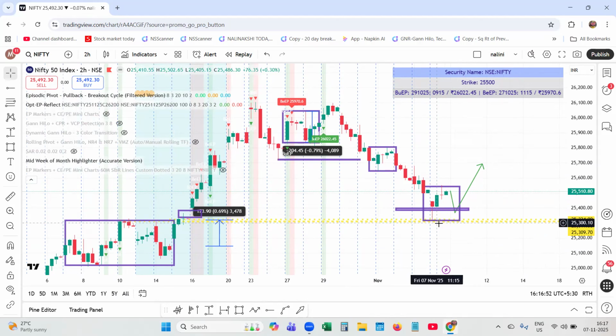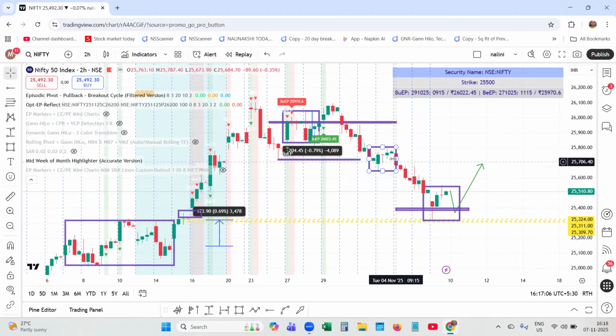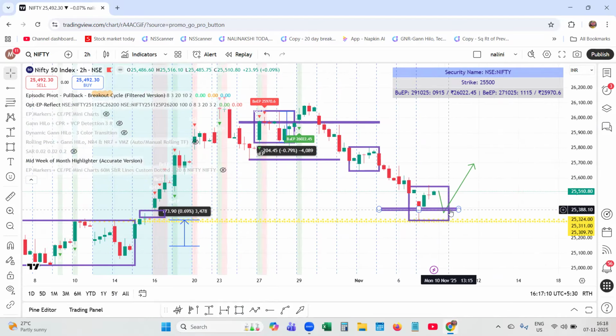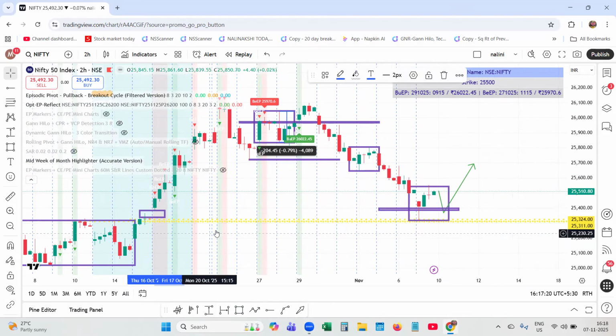This is the midweek of the month. The market may reverse from here to here and then it may come up to this level, 25,972. This is my anticipation. These are the midpoints. So this is the why. This is the level I knew before because of my price action knowledge. I was anticipating this level.